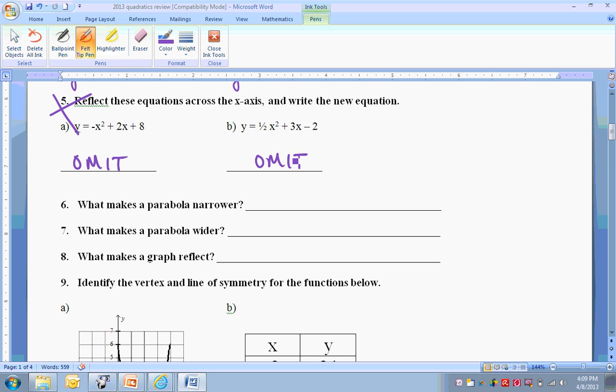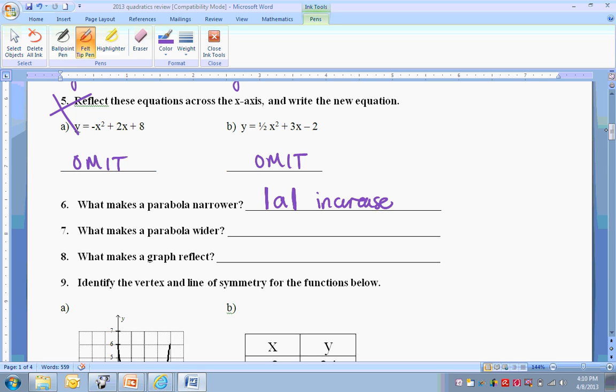Okay, now they're going to ask us what makes a parabola narrower. Well, we say a parabola is narrow when a increases. When the amount you exercise increases, you're going to become skinnier. So the same thing happens with a. If a increases, the graph becomes narrower. And technically, it's the absolute value of a.